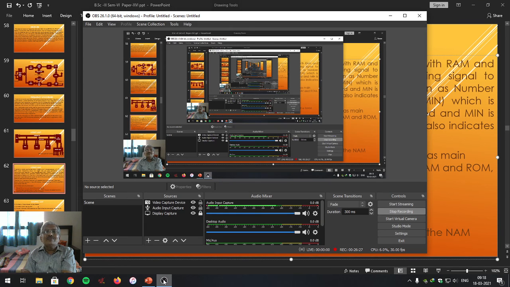Student friends, today we have covered two blocks of the cellular phone. One is the logic unit and the second one is the frequency synthesizer. The rest we are going to study next time.